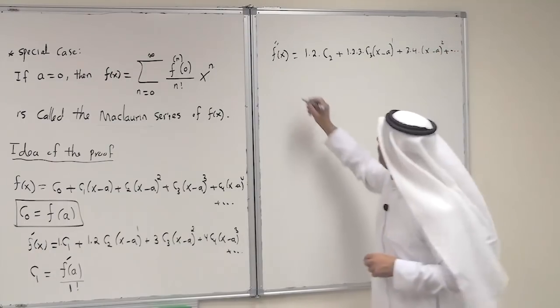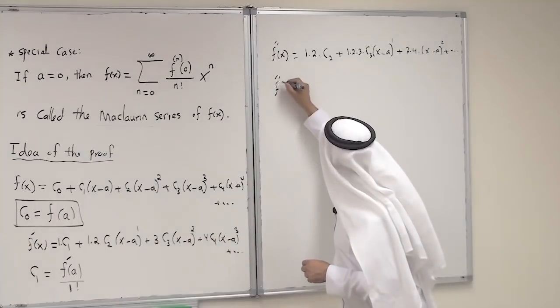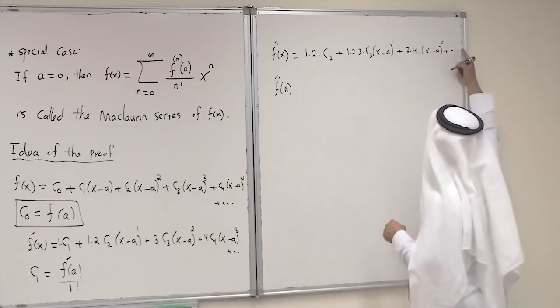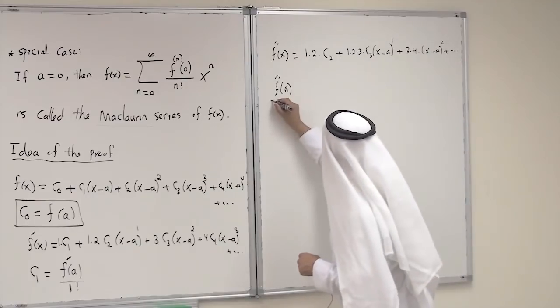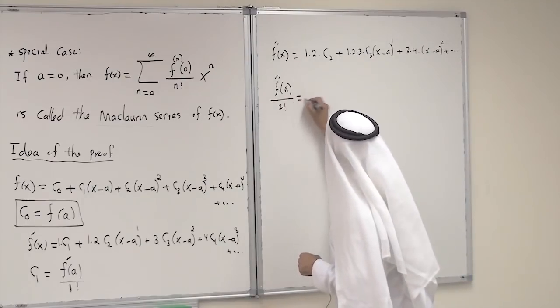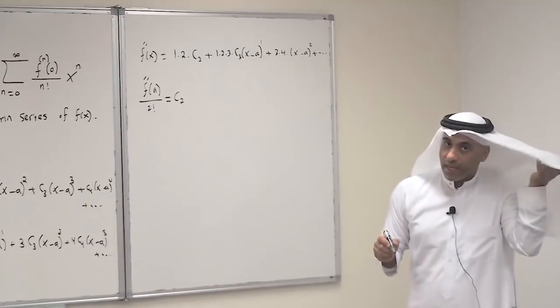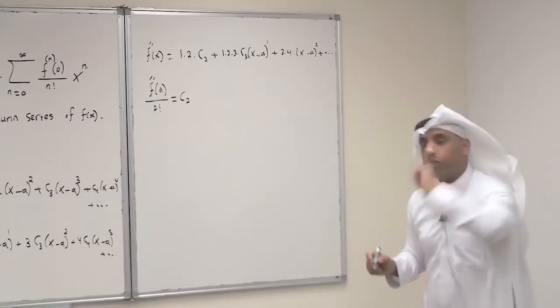Again, observe that if you substitute a, then f double prime of a, everything here will be 0. If you divide by 1 times 2, which is 2 factorial, you will get C2. So C2 is nothing but the second derivative at a divided by 2 factorial. Let us do one more.